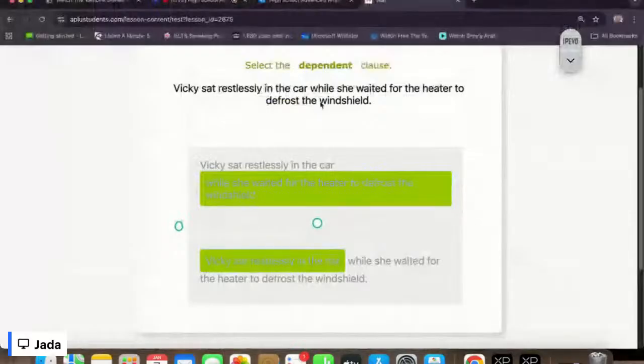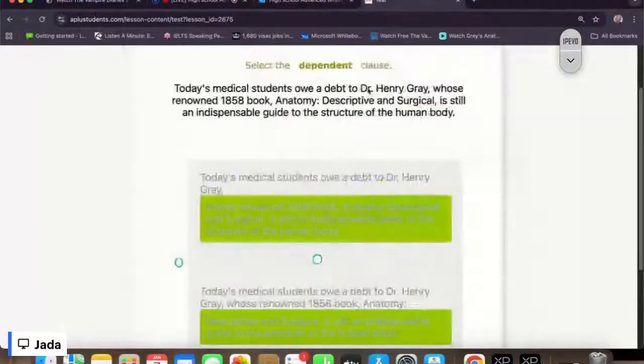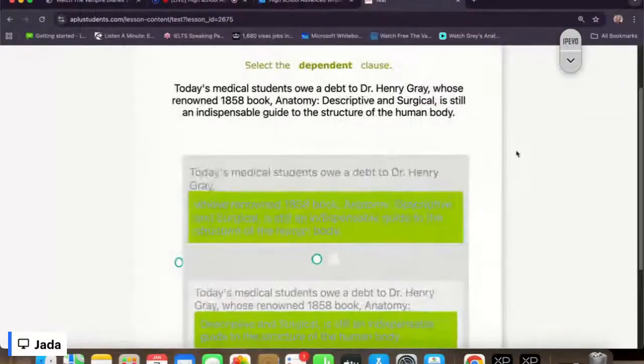Dependent is the first one. So we have, well, dependent here, first or second.